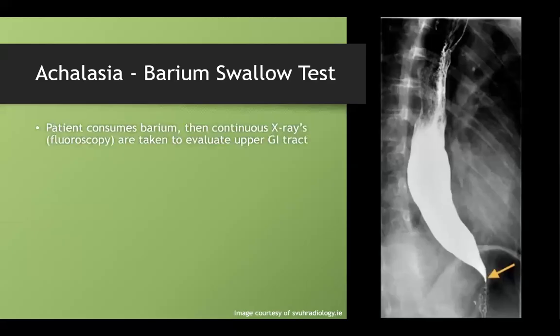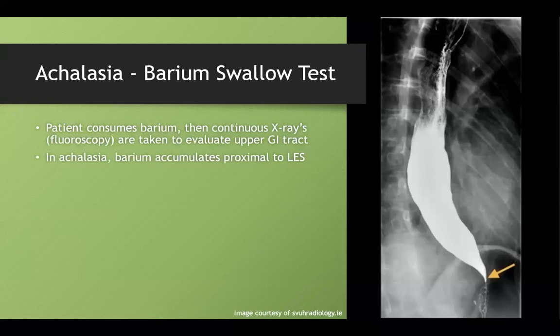So as you can see, maybe I should explain what a barium swallow is first. What you do is you consume barium, and then you can have x-rays taken of your esophagus so that we can see exactly what's going on, how you're able to swallow the barium, and if it goes to your stomach. And in achalasia, all that barium can't get through that really tight esophageal sphincter, and you're going to get the bird beak sign.